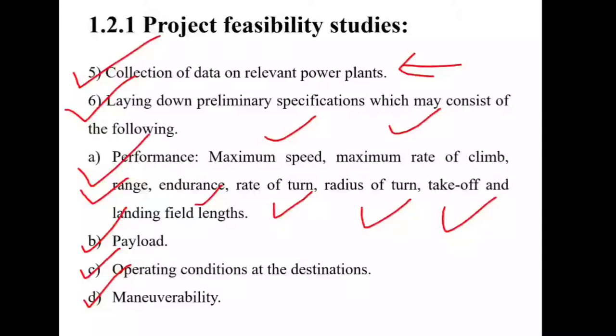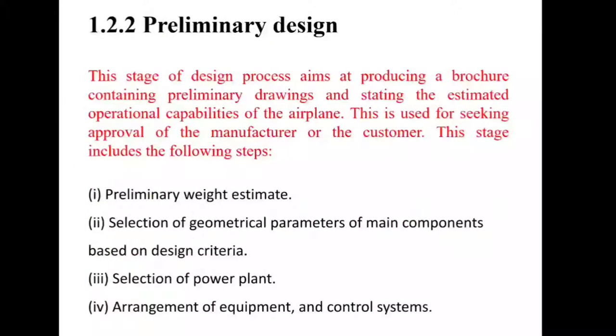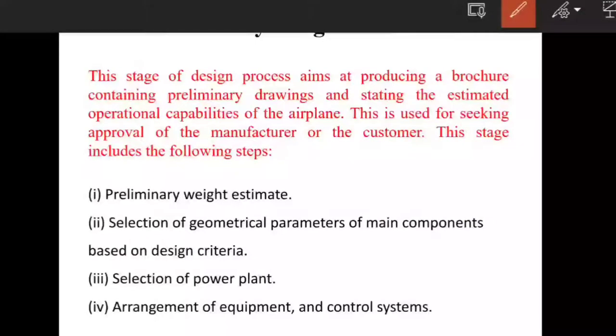Okay, so next we are going to see the preliminary design. Let's try to understand what is there in the preliminary design. This stage of the design process aims at producing a brochure containing preliminary drawings and stating the estimated operational capability of the airplane. On the previous slide you saw the preliminary data. That is required in order to draw the primary sketch of the requirement, and then you can use this data for seeking approval from the manufacturer or the customer, and this stage includes the following steps.